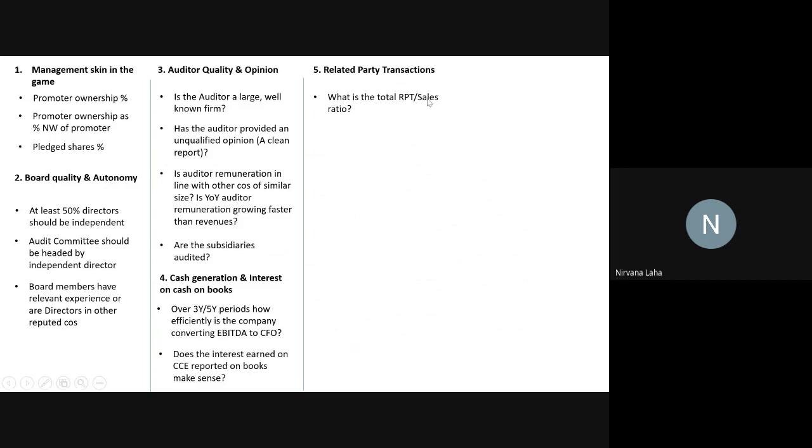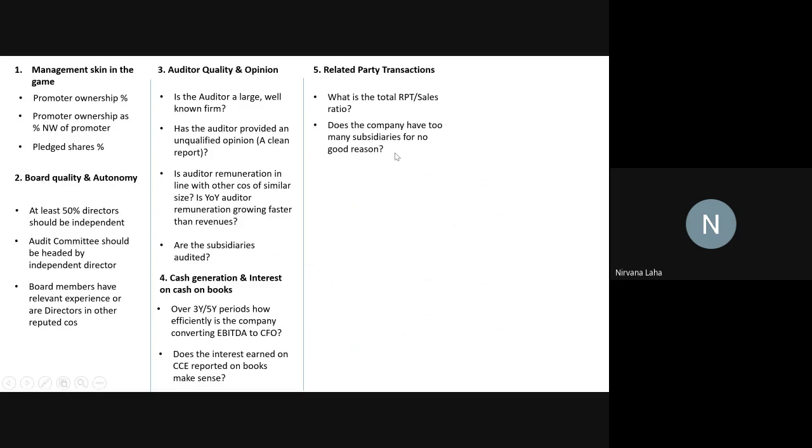So if you write that RPT by sales is greater than 100%, then I will automatically, when I'm reviewing it, realize that this company is doing a lot of related party transactions and I need to be careful about this. So I will tell Rishikesh also to investigate further, and I will myself also investigate this entire thing further, right? So this is basically just a metric to check whether the number itself is too large or not.